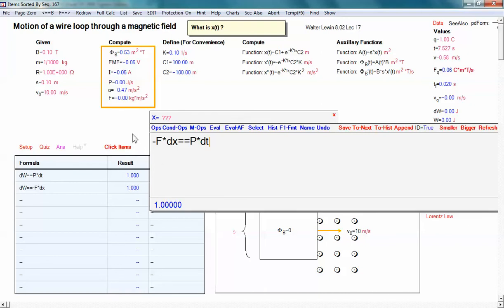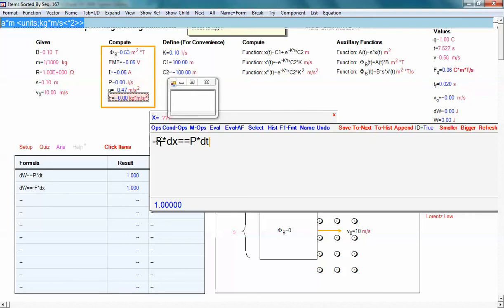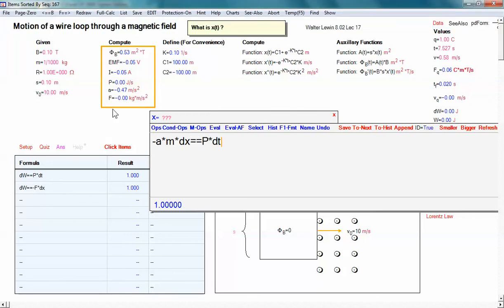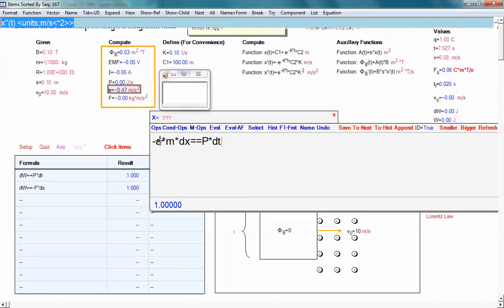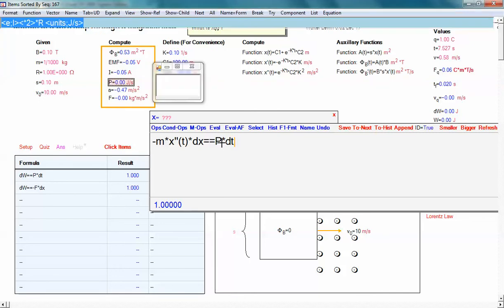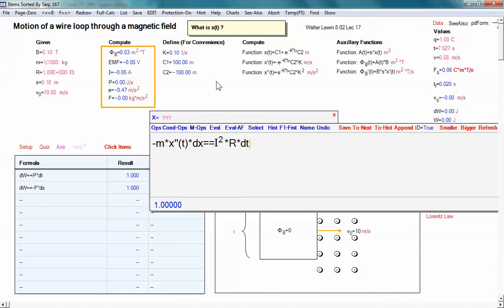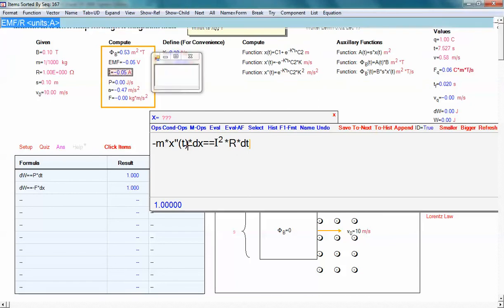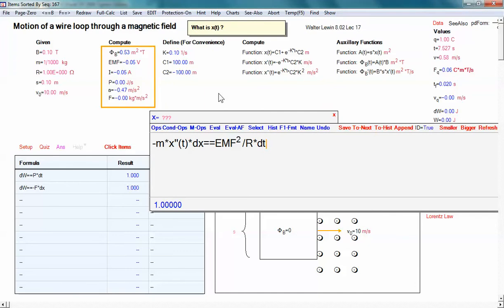Now we're going to just start substituting. F is mass times acceleration. And remember what acceleration is, just x double prime of t. So that gives us that side. Now let's look at the electrical side of the equation. The power is I squared R. Make that substitution. And I is the voltage divided by the resistance. And voltage is the same as EMF. So let me undo that again. We have I squared. That's why we end up with an EMF squared when we make that substitution for I.